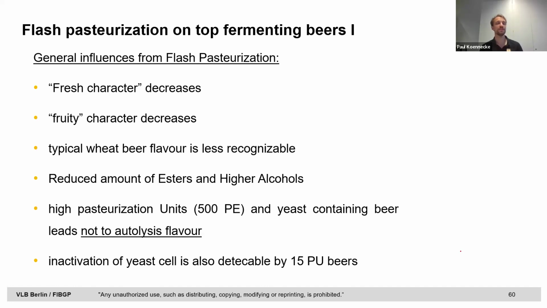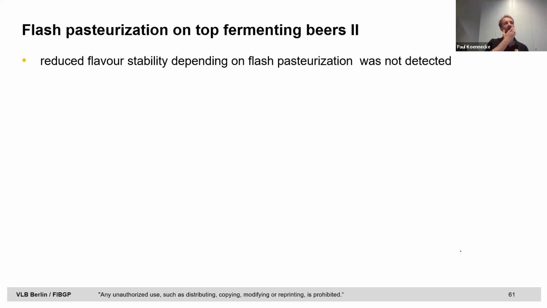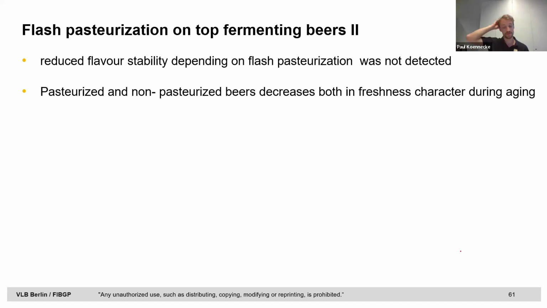So for top fermenting wheat beer, I would really recommend higher pasteurization units than 50. You want to have, as we saw, between 100 and 120. So we will not really have reduced flavor stability in those top fermenting beers, which is good, and it is also a little bit comparable to the charts we saw before, that flash pasteurization at high temperatures has a lesser effect on flavor stability. Both decrease more or less in the same freshness, whether you pasteurize or not.